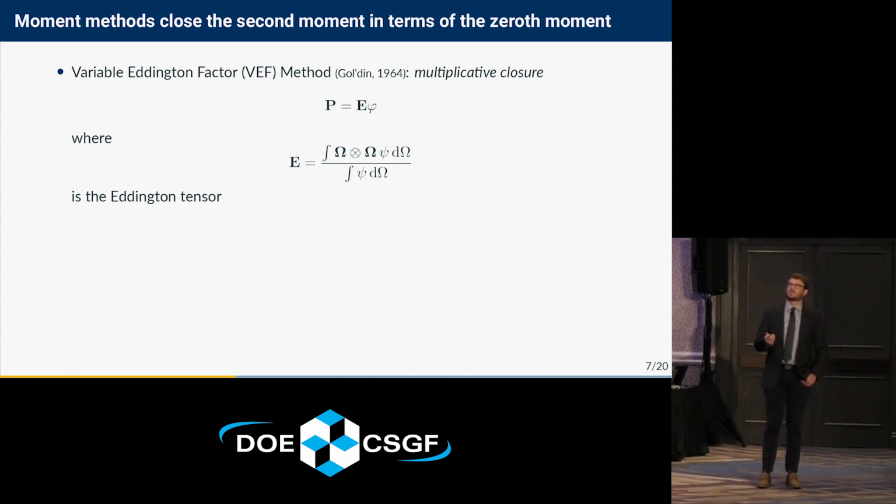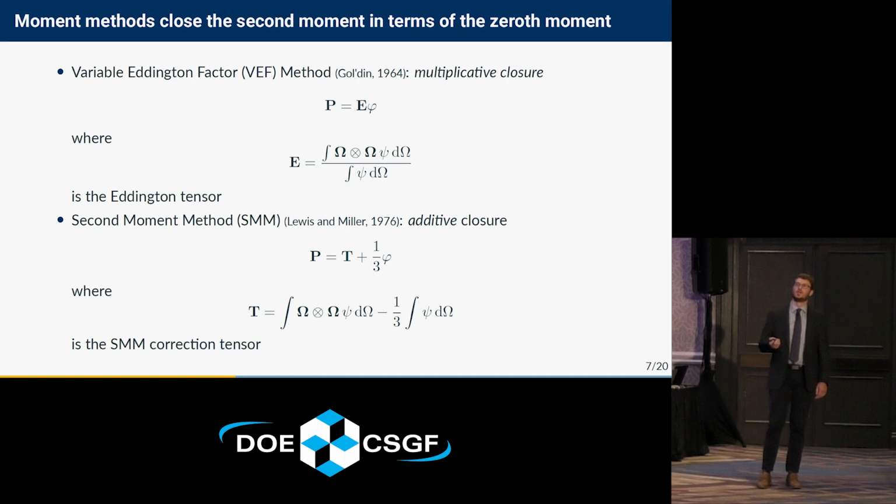And this Eddington tensor is dependent on the kinetic solution. So this happens to be the ratio of the second moment to the 0th moment. And this is just an algebraic reformulation. We've just multiplied and divided by the same thing in order to create a closure. And alternatively, we can use something called the second moment method, which uses an additive closure. So in the same way that we multiplied and divided, here we're adding and subtracting the same term.